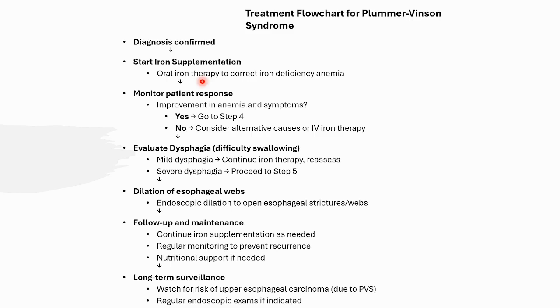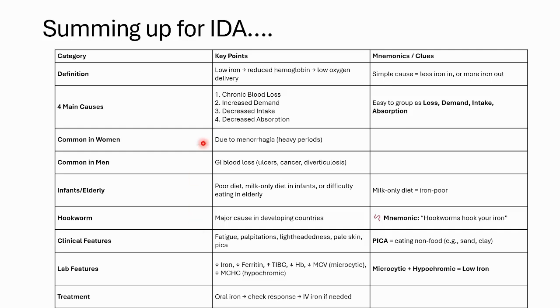If the patient experiences dysphagia, then mild cases can be managed with iron therapy, while severe cases require endoscopic dilatation of the esophageal webs. The long-term care includes iron maintenance, nutritional support, and surveillance for esophageal cancer, especially in case of Plummer-Vinson syndrome. So before I end the video, here's a summing up table for iron deficiency anemia.